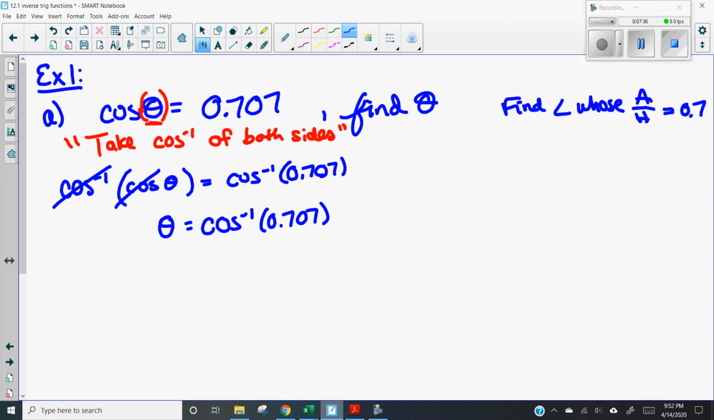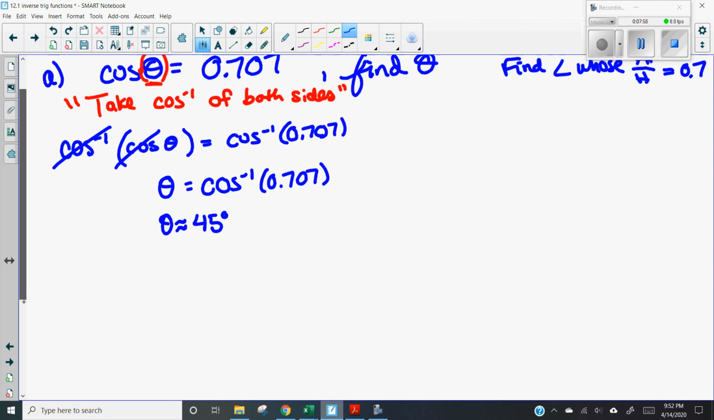And again, you're telling the calculator to find the angle whose cosine is about 0.7, or find the angle that would have an adjacent over hypotenuse, when that reduces down or you divide that, it's about 0.7. Should be getting about 45 degrees. If you're not, make sure you hit inverse cosine, so second cosine, and make sure you're in degree mode.